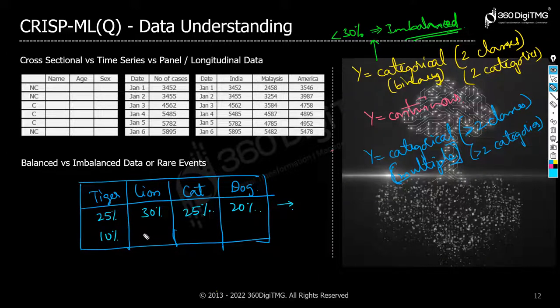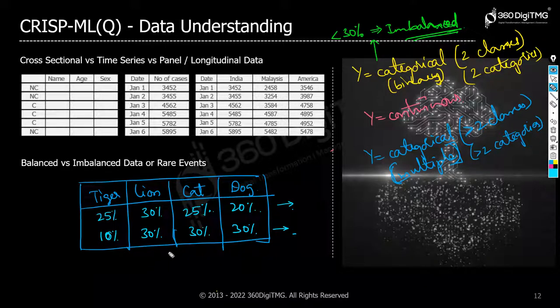Suppose you have 10% tiger, 30% lion, another 30% cat, another 30% dog. Would this be called balanced or imbalanced? One of the classes is significantly less in comparison to the other classes. So I would call this an imbalanced data set.